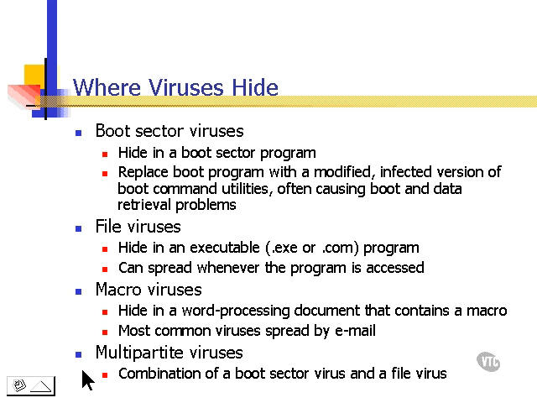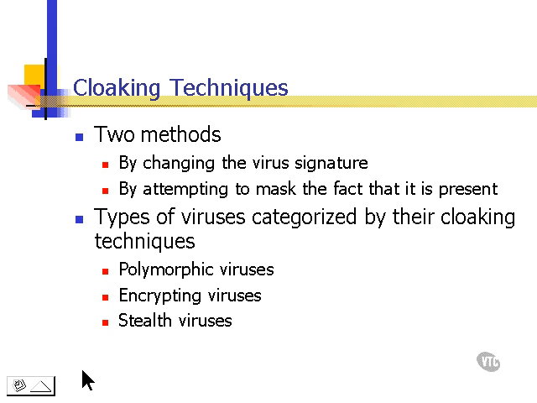Viruses are also categorized by the way that they try to hide. This is called a cloaking technique. And there are basically two different methods that a virus uses to hide. It either tries to change its signature, or it attempts to mask the fact that it's present at all.